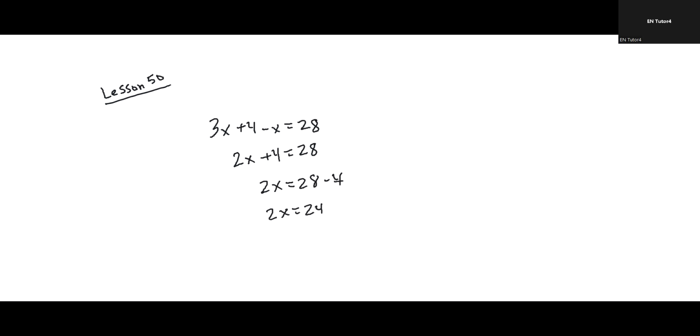Sorry, I was trying to make that 4 a little cleaner. There we go. And we divide both sides by 2. Our 2's cancel out, and x equals 12. All right. So you can always check your answer by taking whatever you get here in the end and plugging it back into the original equation. So that's a great way to just verify that you got it right.